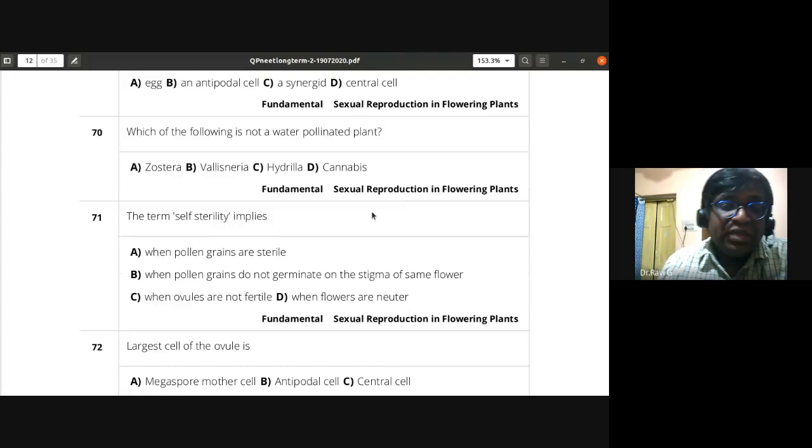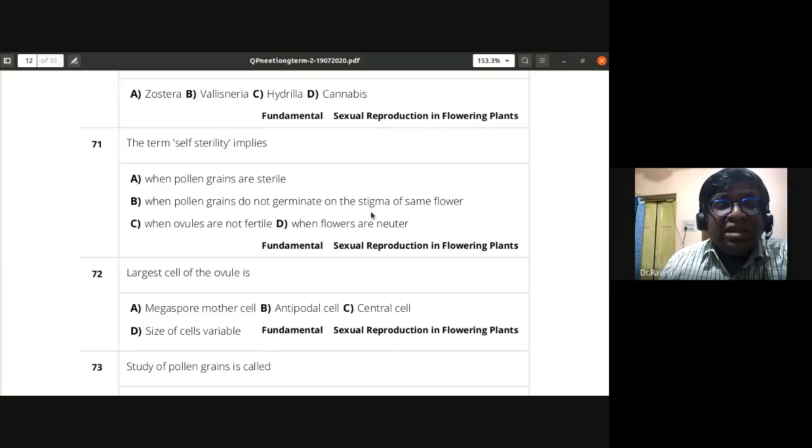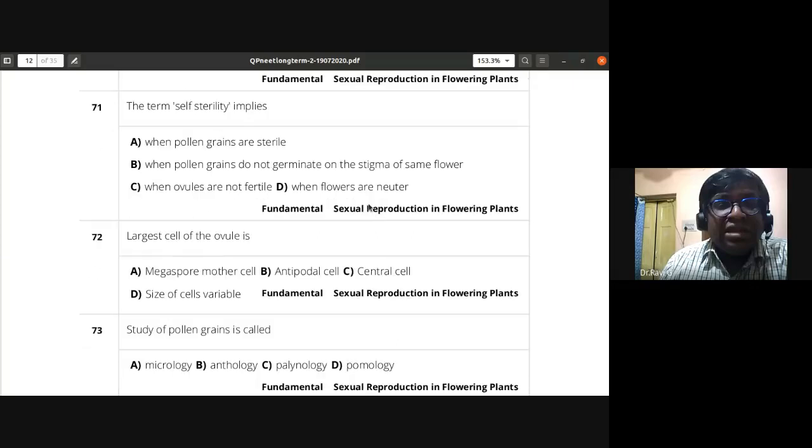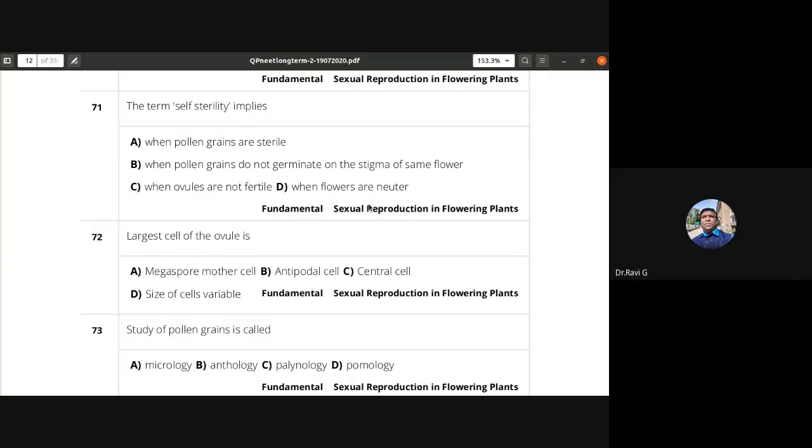The term self-sterility implies: when pollen grains are sterile, or when pollen grains do not germinate on the stigma of the same flower. B is the answer. When pollen grains do not germinate on the stigma of the same flower, we call it self-sterility.